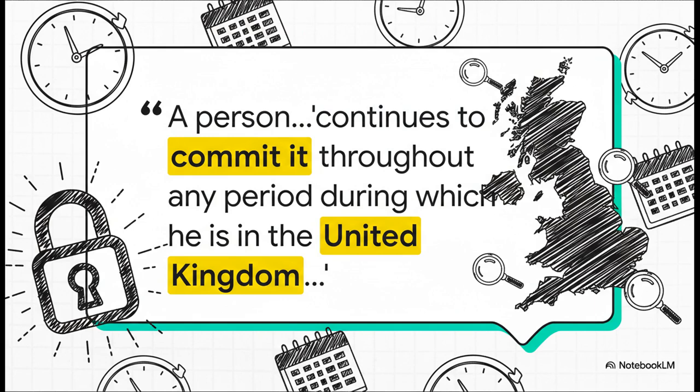Section 6 redefined overstaying as a continuing offense. What that meant was the crime wasn't a single event anymore, it was something you were committing every single day you remained in the UK without permission. Suddenly, that time limit, the statute of limitations, was no longer a problem, which gave immigration authorities much, much stronger enforcement powers.